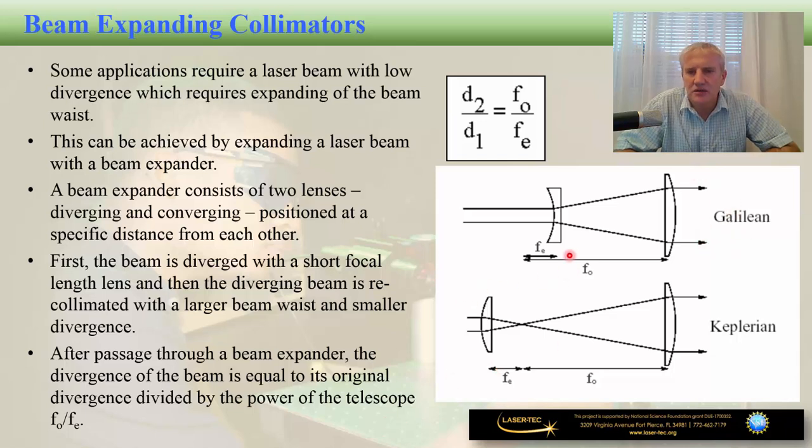It turns out that these two lenses, in order to provide for the beam collimation, have to be put at a distance that is equal to the sum of their focal lengths. Now keep in mind that one of these two lenses, the diverging one, is going to have a negative focal length, while the other one is going to have a positive focal length. And then we can also define the ratio of the beam widths at the output and at the input as the ratio of the focal lengths of the two lenses.